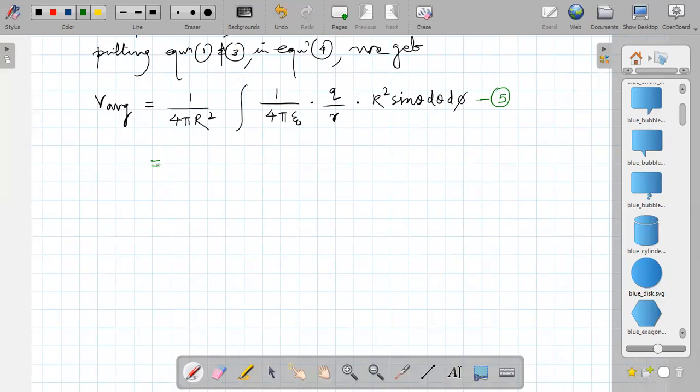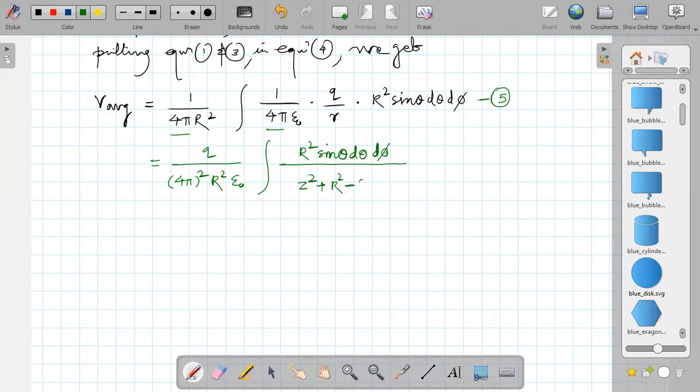In this case q is constant, take outside. 4 pi into 4 pi, that is (4 pi) square into r square into epsilon 0, integration of r square sine theta d theta d phi, whole divided by (z square plus r square minus 2zr cos theta) raised to half.